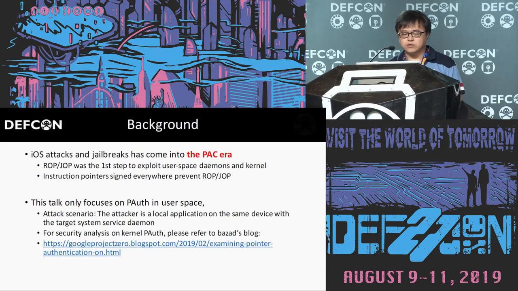This talk will only focus on pointer authentication in user space. This means when we talk about a user space attack scenario, we mean that the attacker is a local application on the same device as the target system service daemons. And for security analysis on kernel pointer authentication, please refer to Brandon's blog.